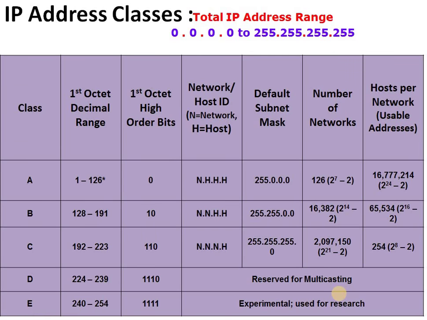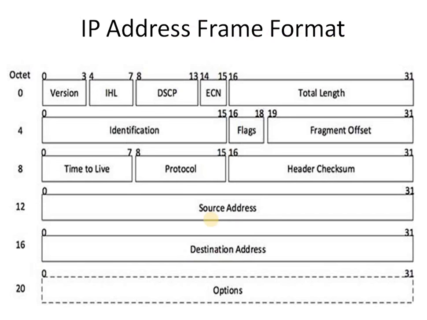Now in a single table we can see the IP address classes A, B, C, D and E. D is reserved for multicasting and E is used for research. In the same way there is a single network part and three host parts, as we have already seen. So that is the scenario in a single table of the IP address.